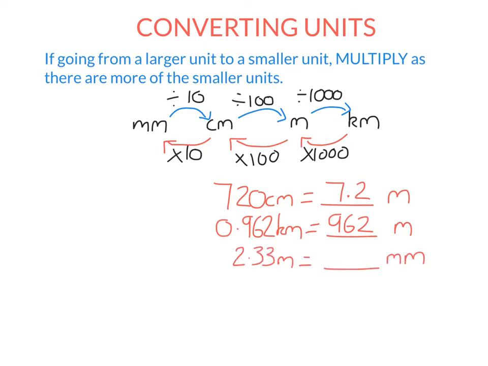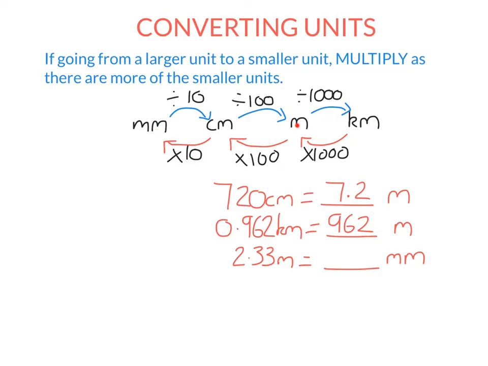What about if I wanted to do something like this? Now I'm in meters and I want to go to millimeters. So they're two away. If I want to go from meters to millimeters, what I'm going to do is times by 100 to get to centimeters and then times by 10 to get to millimeters. 100 times 10 is 1,000. There are actually 1,000 millimeters in a meter.